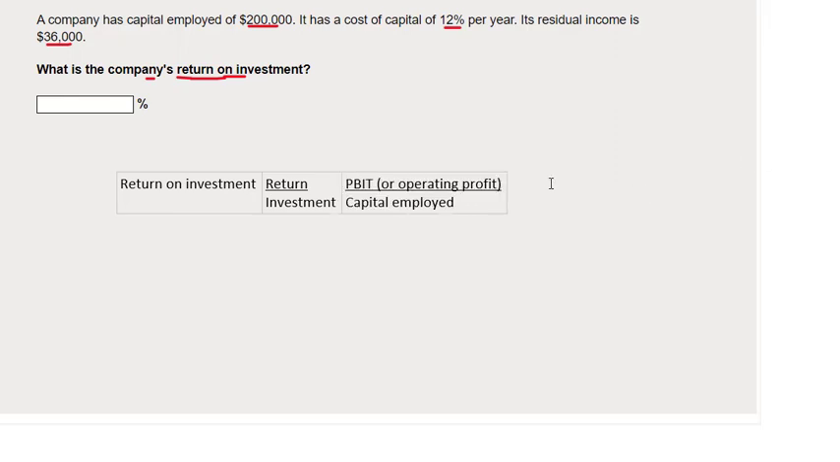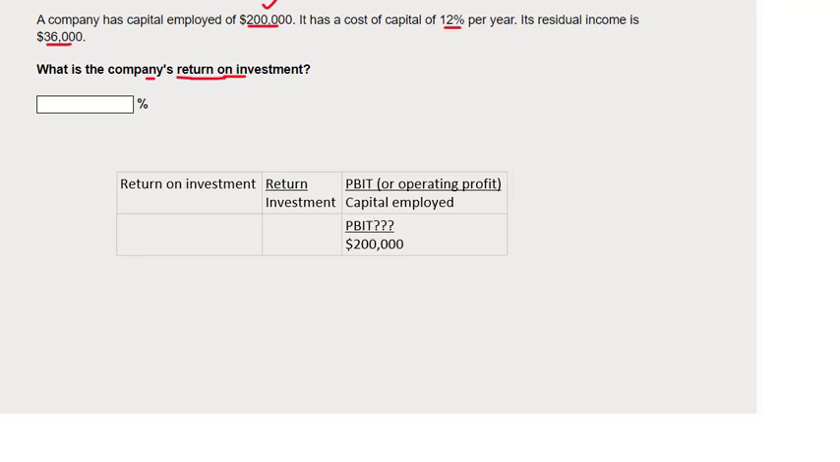Now, if I go back into the question, which of these figures do I have already? Oh, I've got capital employed. Lovely, that's 200,000. But there's nothing in here to tell me the profit before interest and tax, or in some questions it's written as operating profit, but normally profit before interest and tax. It doesn't tell me what that is. So my return on investment is a missing number of profit before interest and tax divided by this 200,000. So how can I work out PBIT?